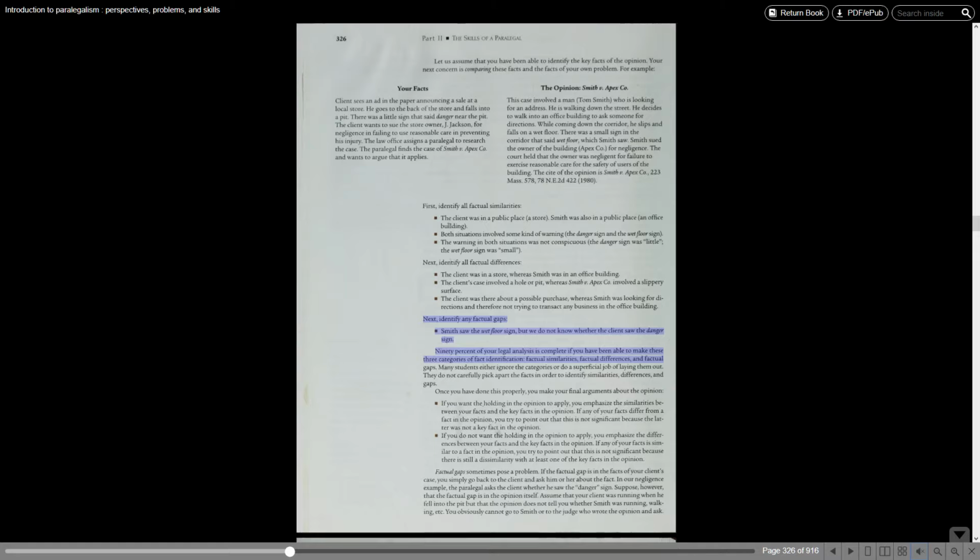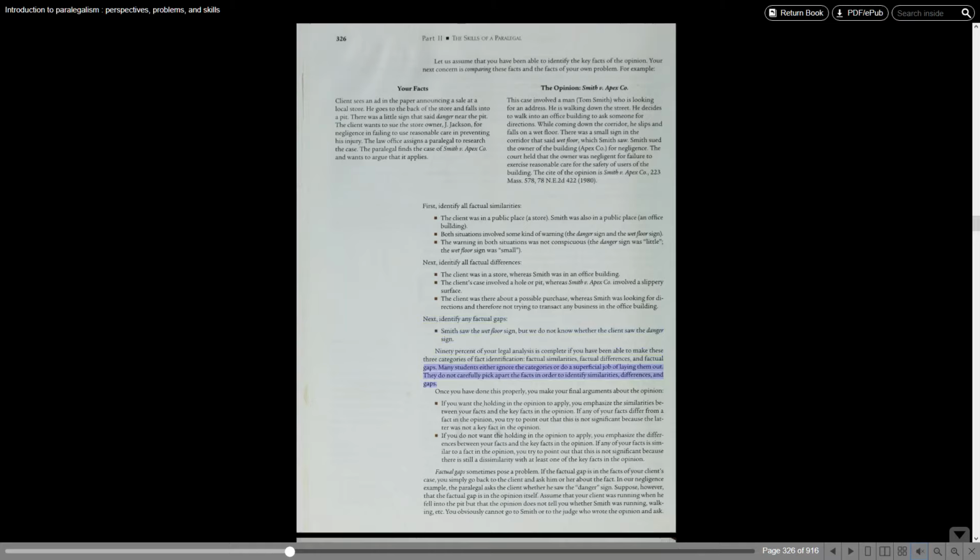Next, identify any factual gaps. Smith saw the wet floor sign, but we do not know whether the client saw the danger sign. 90% of your legal analysis is complete if you have been able to make these three categories of fact identification: factual similarities, factual differences, and factual gaps.